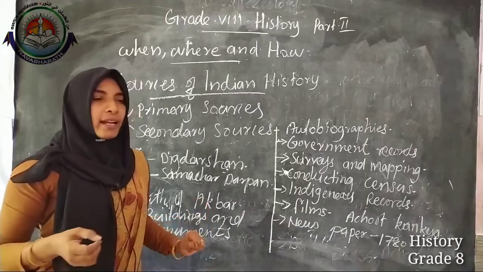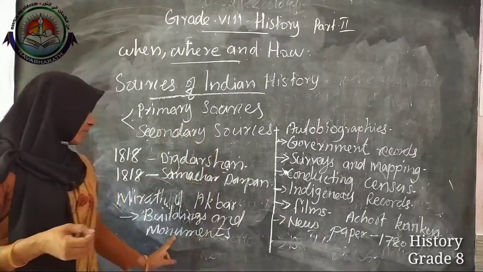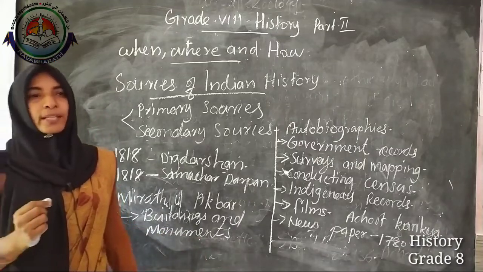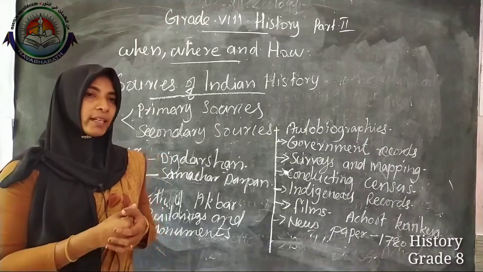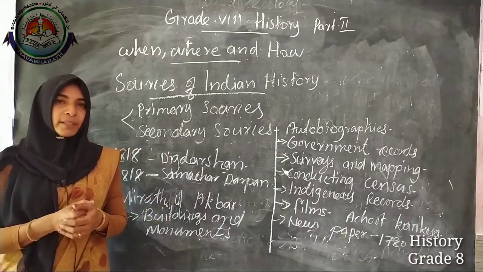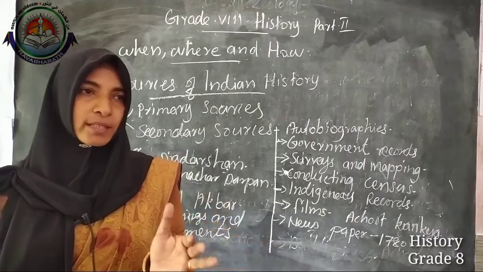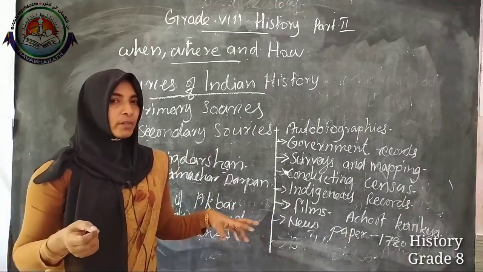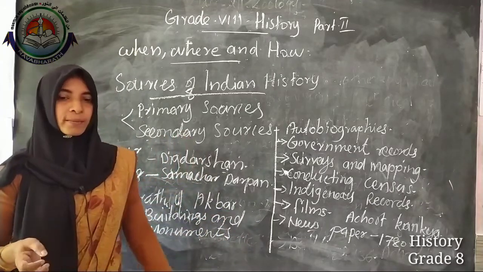Then buildings, the last point about secondary sources of history, buildings and monuments. Britishers were great builders. They constructed many buildings, railways, bridges, roads, such things. That is also one of the secondary sources.